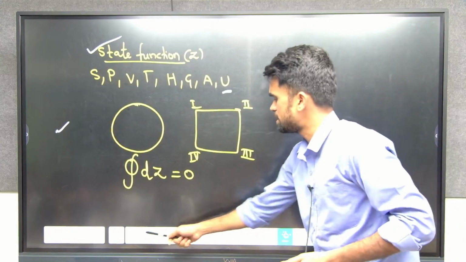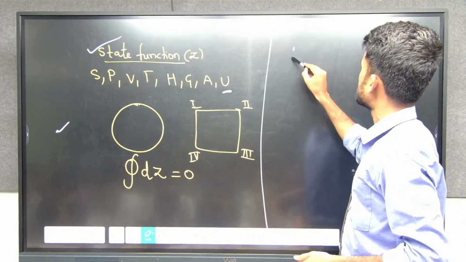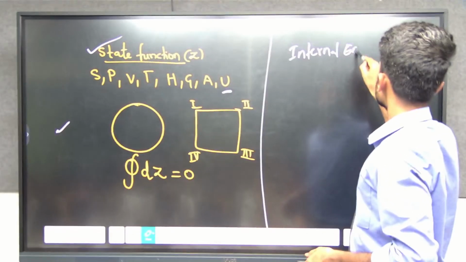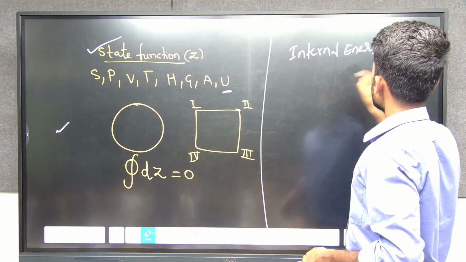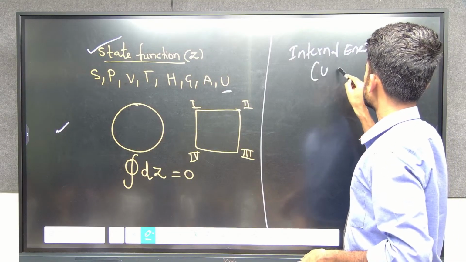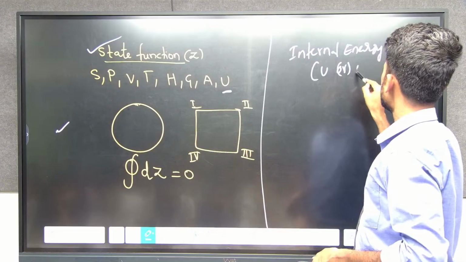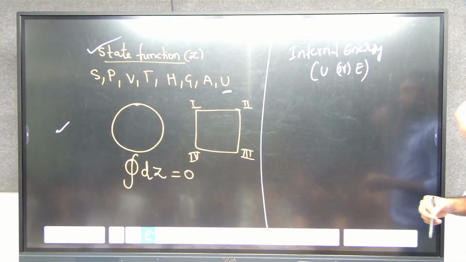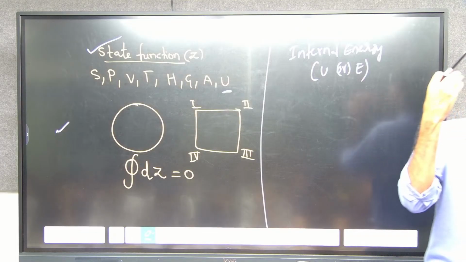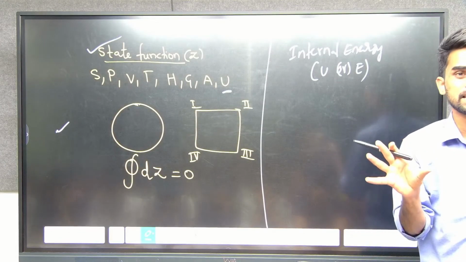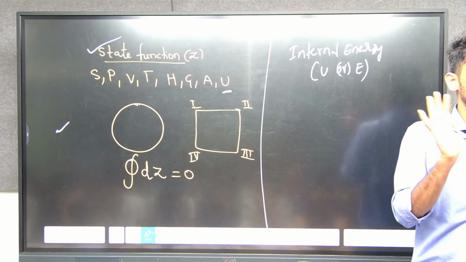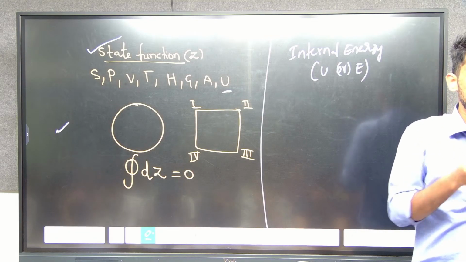There is one term called internal energy. I hope you have studied this, but I will tell you once again. U and E, what are the symbols for this? U and E. Okay, so internal energy means if you take any substance existing in nature, it might be associated with some energy internally. Okay, it has some energy internally.